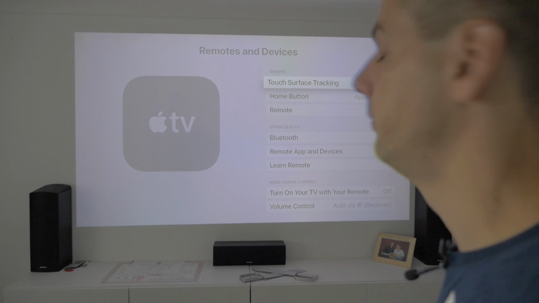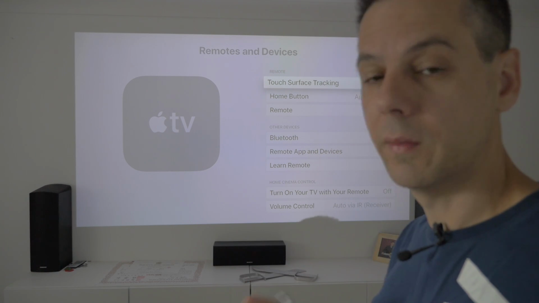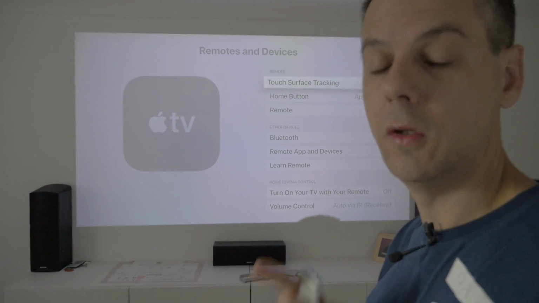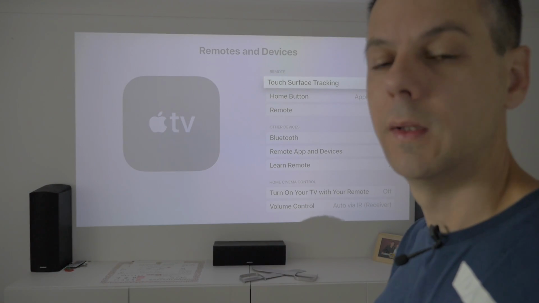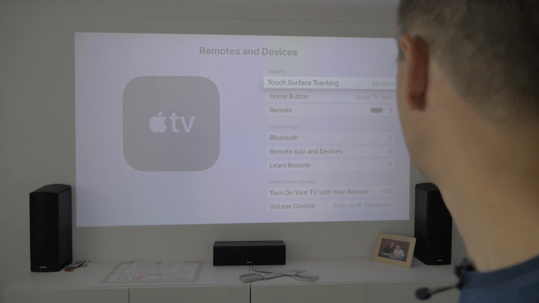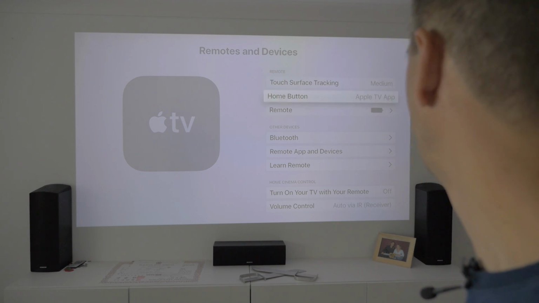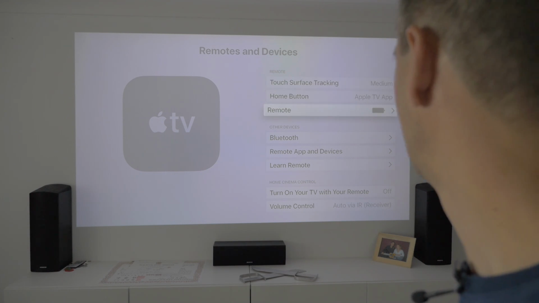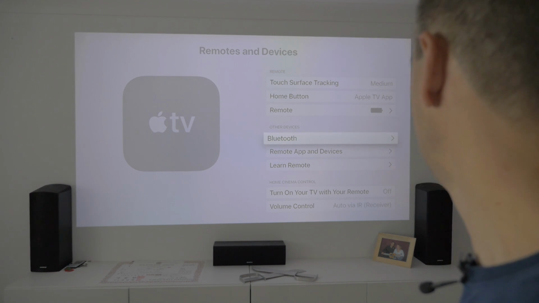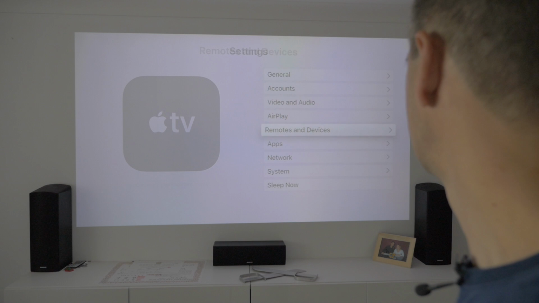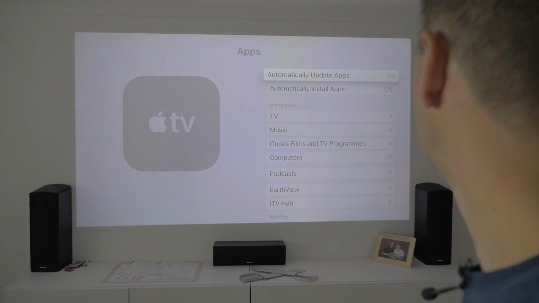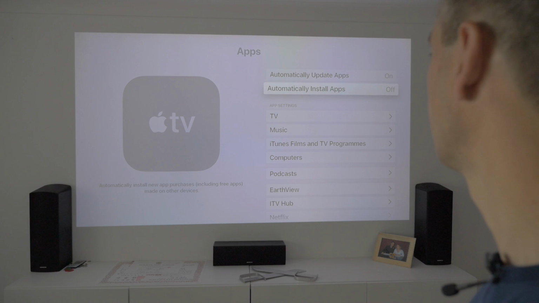Remotes and devices: as I mentioned before, with iOS 12, which will come out in the next few days, you can use your iPhone to control your Apple TV, so I'm looking forward to testing that. Home button, Apple TV app. The remote is battery powered, so we're full because we charged it up the other day. Bluetooth, not much else on there at the moment. Apps, have a quick look in there. Automatically update apps, I want that on. Automatically install apps is off.